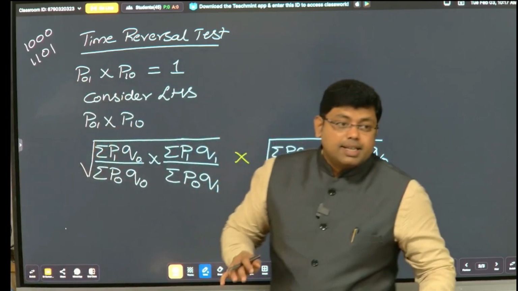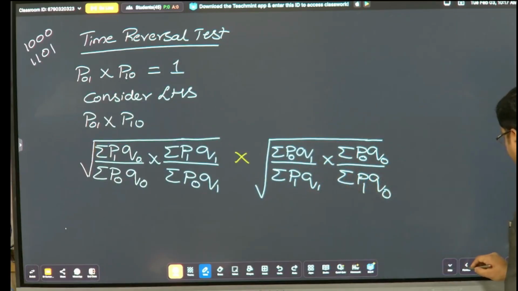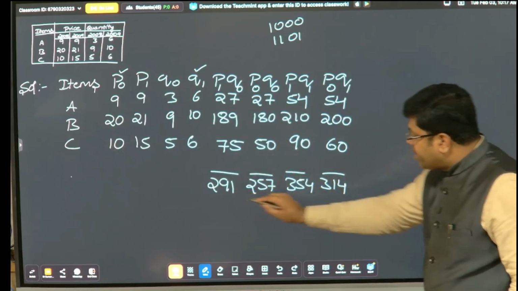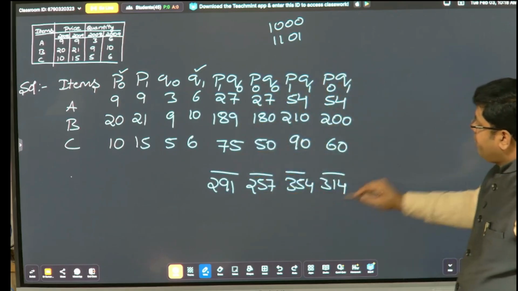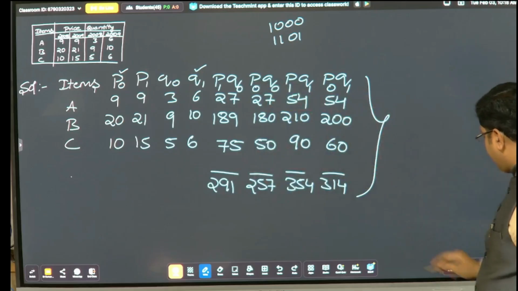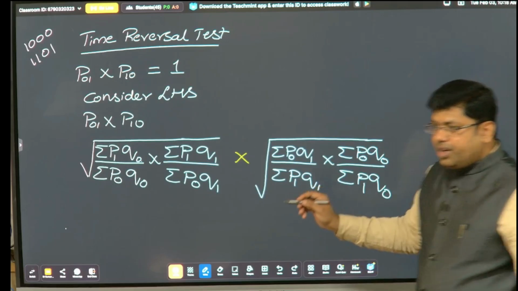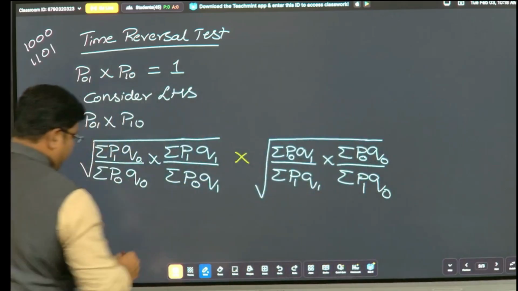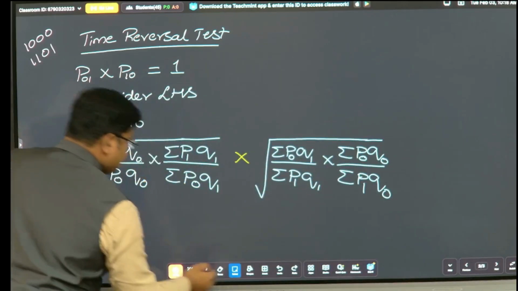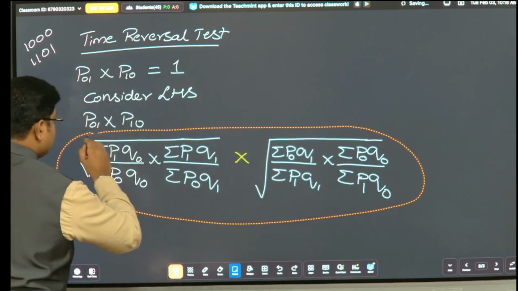Now what? Substitution from the table. Which table? We have this table, right? From this table, we are going to substitute the values of the last 4 columns in this formula. Shall we substitute? Can you please help me? I'll minimize this formula.